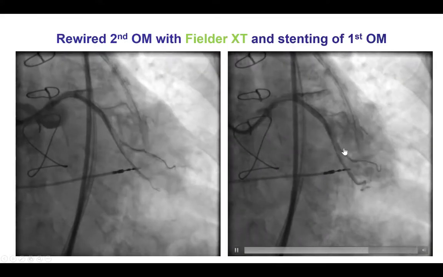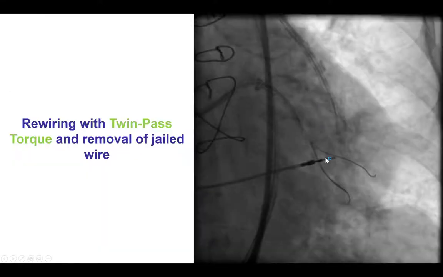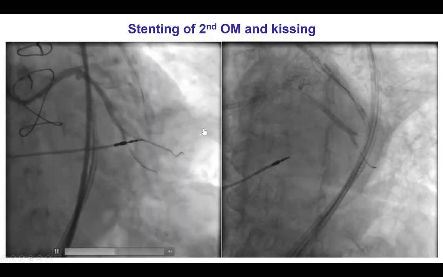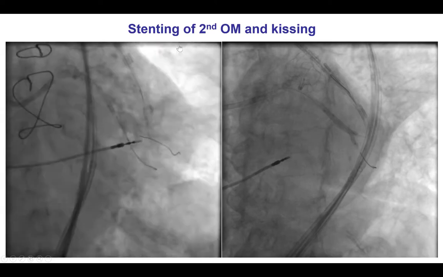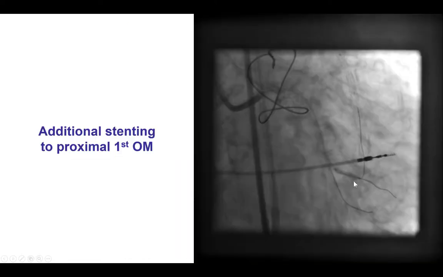And then we placed stents all the way into the first obtuse marginal branch. Then we jailed the wire into the inferior branch. We then used the dual lumen microcatheter to remove the jailed wire and advance a new guide wire. And then we placed an additional stent, essentially doing some sort of mini crush and final kissing balloon inflation.